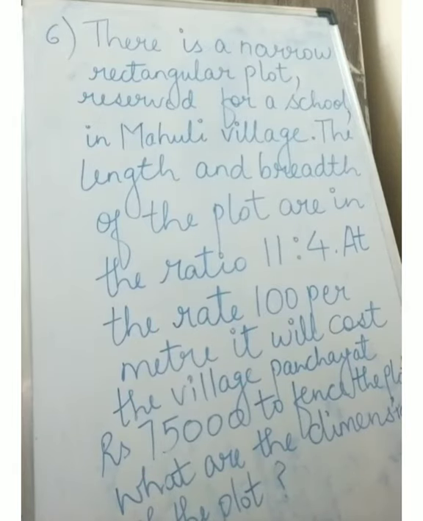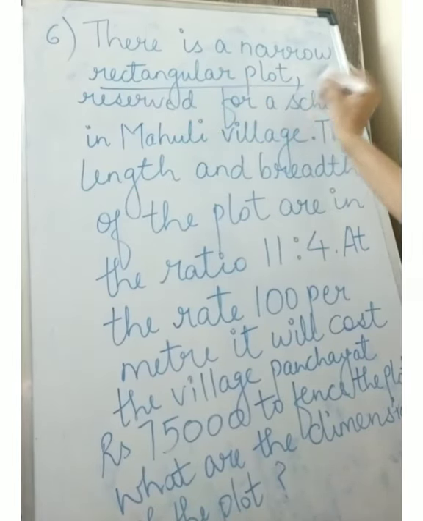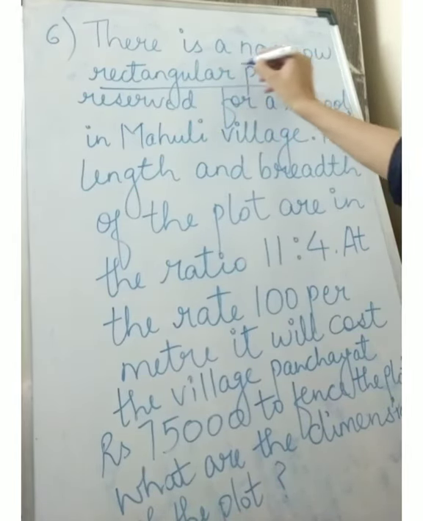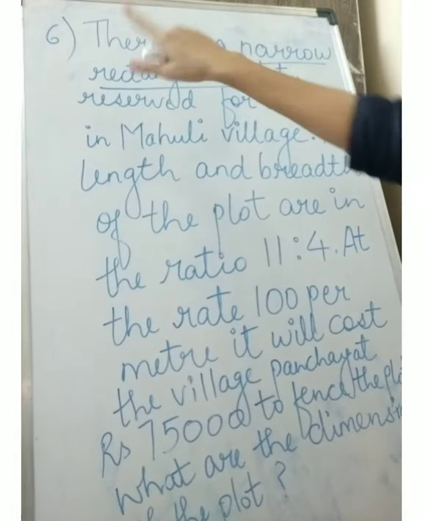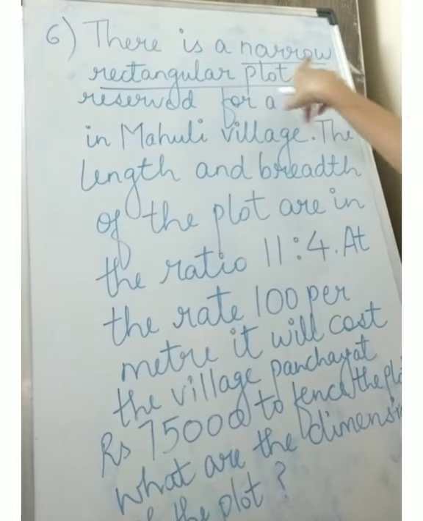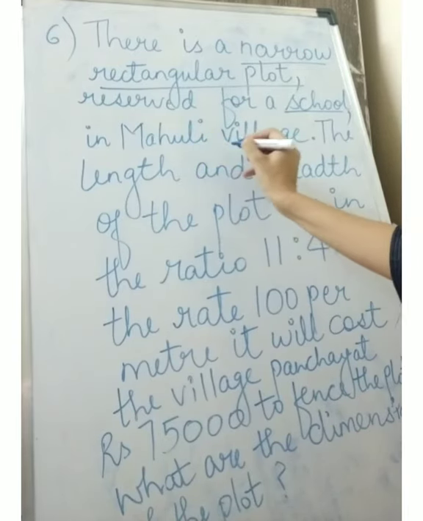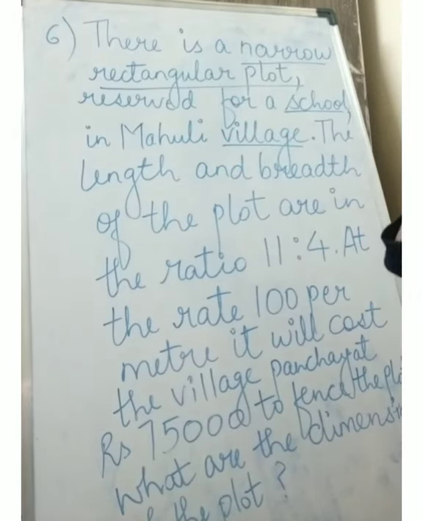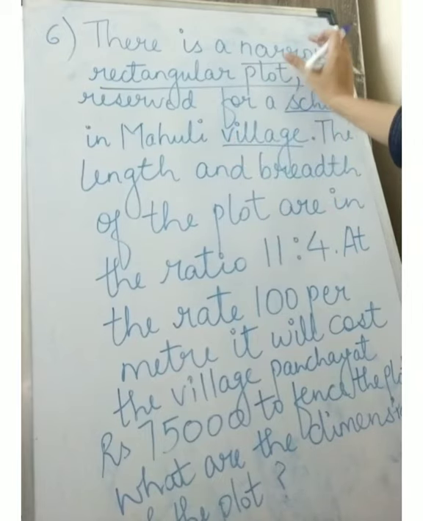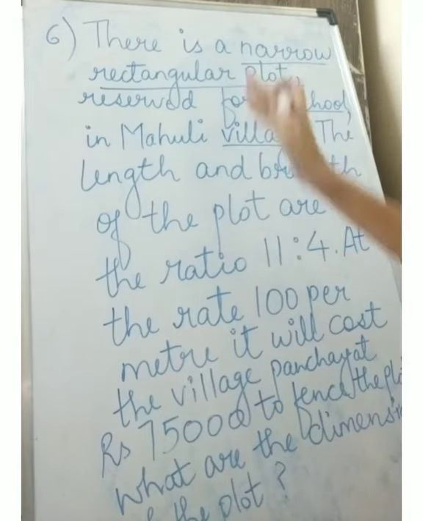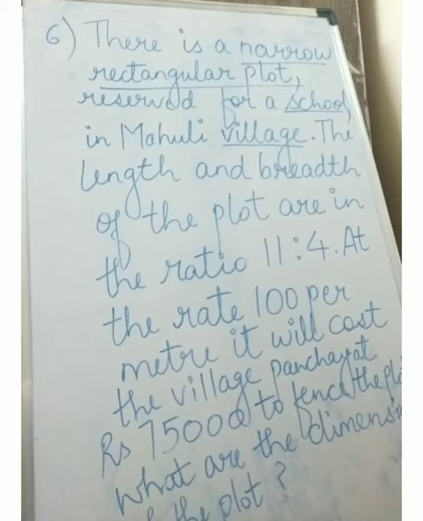Okay, now we will discuss question number 6. There is a narrow rectangular plot. So we are talking about a rectangular plot that is what? Narrow. So there is a narrow rectangular plot reserved for a school in Maholi village. In Maholi village, there is one plot. That plot is a narrow rectangular plot reserved for a school in Maholi village.